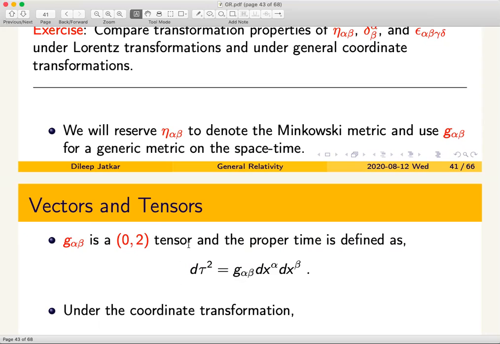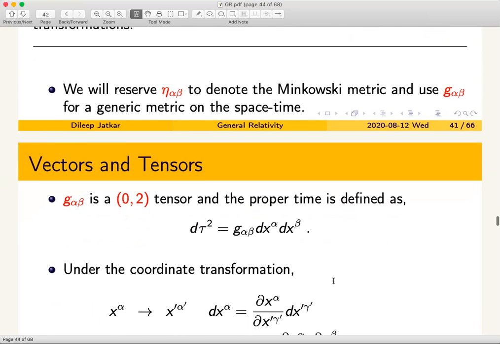Okay, and the proper time is defined exactly in the same way that we defined it in Minkowski space, except now we replace η_αβ by g_αβ, and therefore dτ² is g_αβ dx^α dx^β.